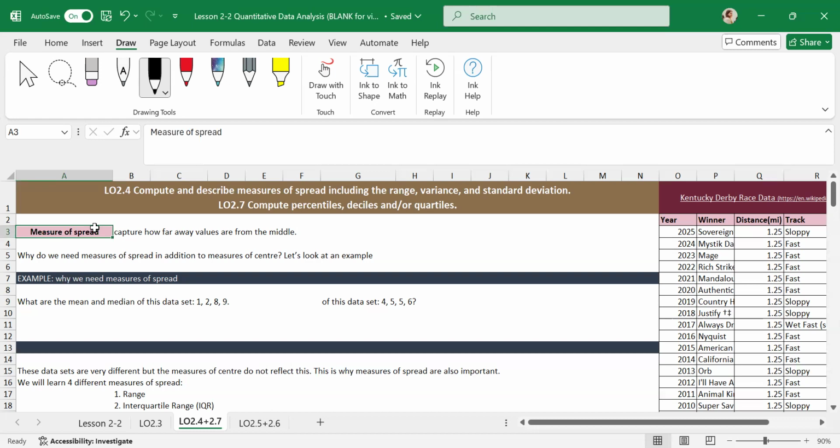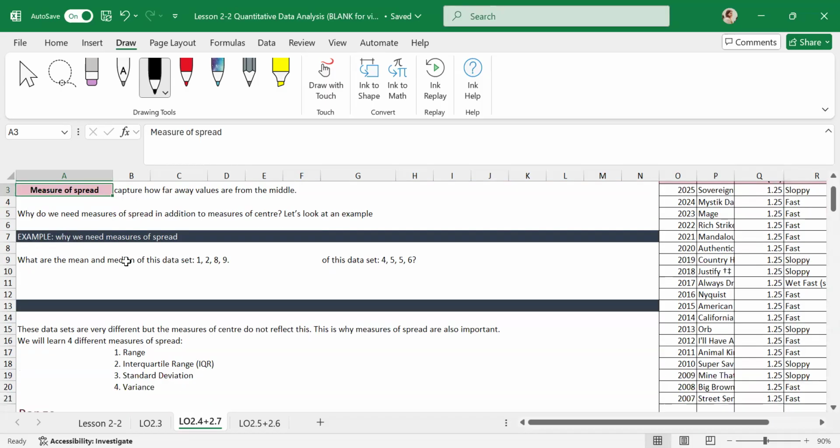Why can't we just have a measure of center where we look at where the middle of the data is? And why do we need a measure of spread? Let's look at an example to show you why. So here are two small data sets. The values are 1, 2, 8, 9, and in the other data set, 4, 5, 5, and 6.